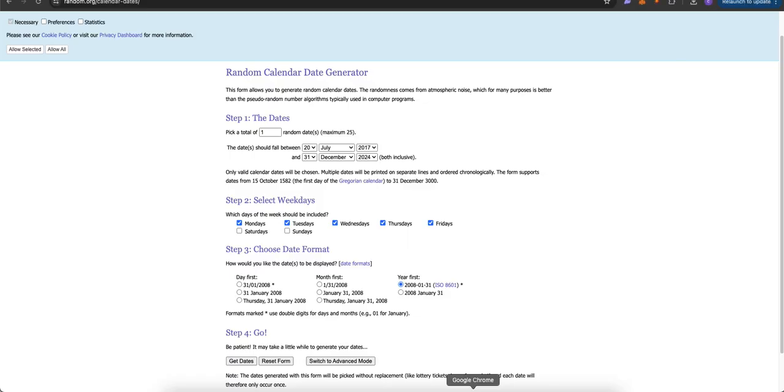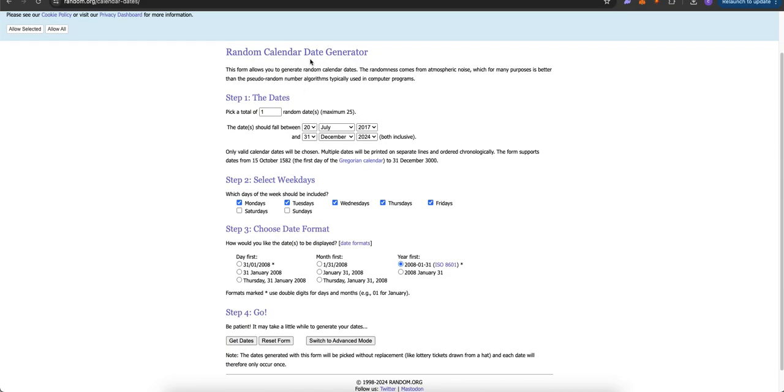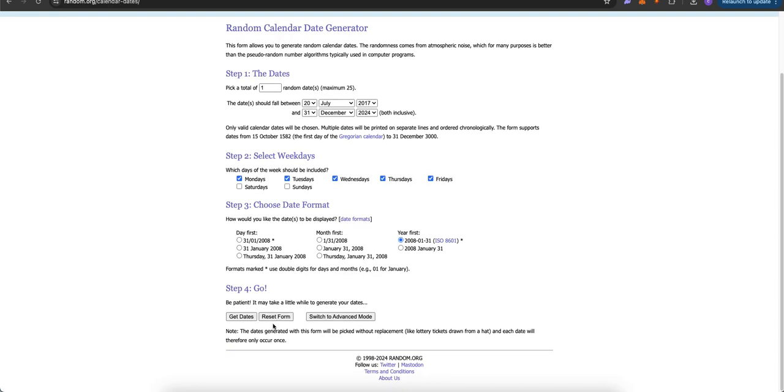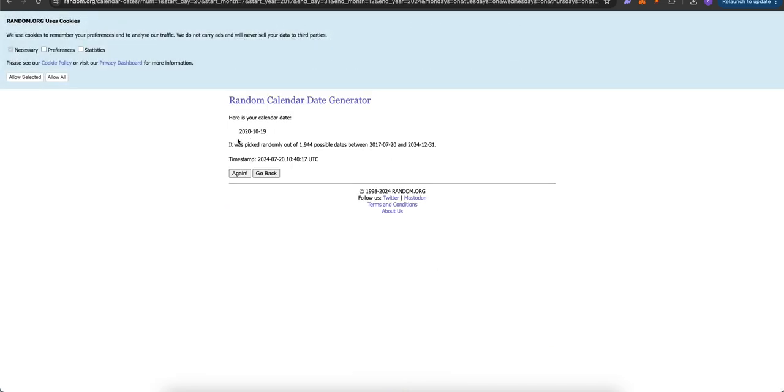What we'll do is we will get a random date generator up. Pick a total of one random date from the 20th of July 2017. Can't be bothered going all the way back to 2012. It's not as relevant as it is now, as what price would be like now. So we're just going to go from 2017 and get dates. So we've got randomly the 19th of October 2020.